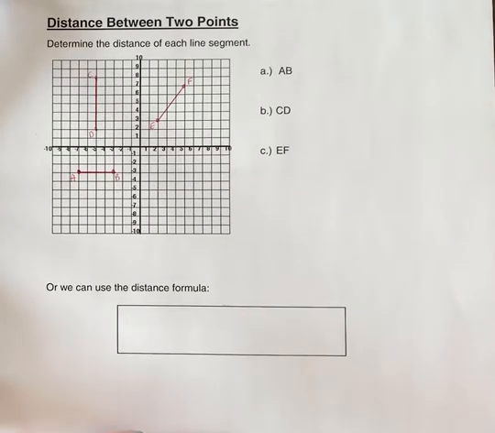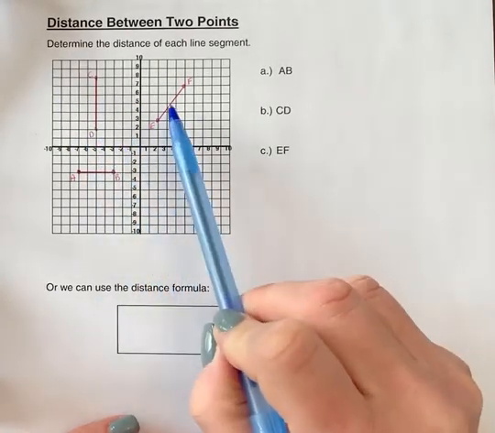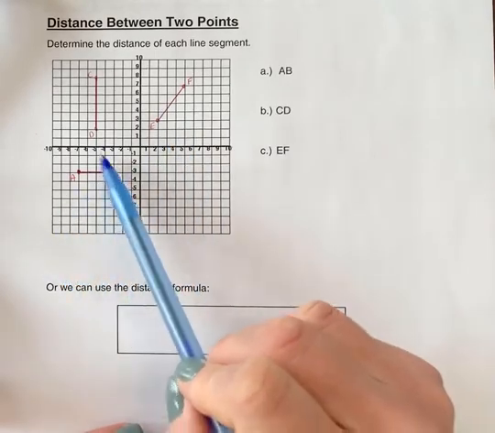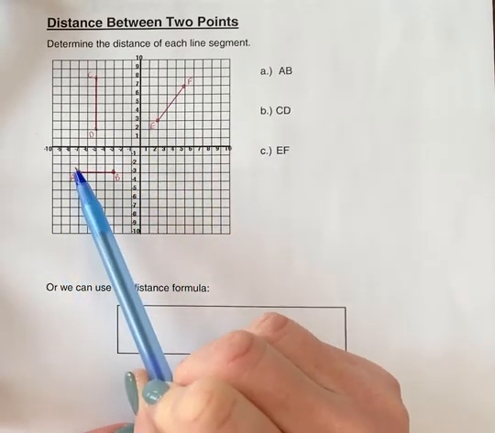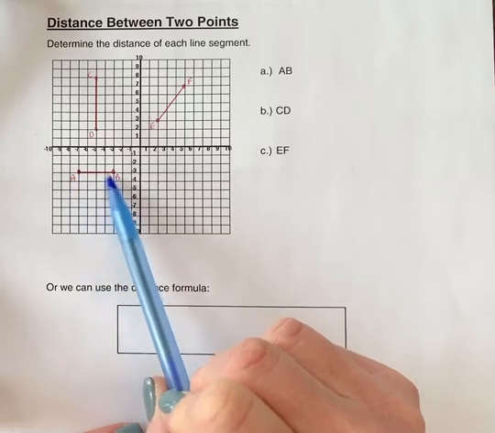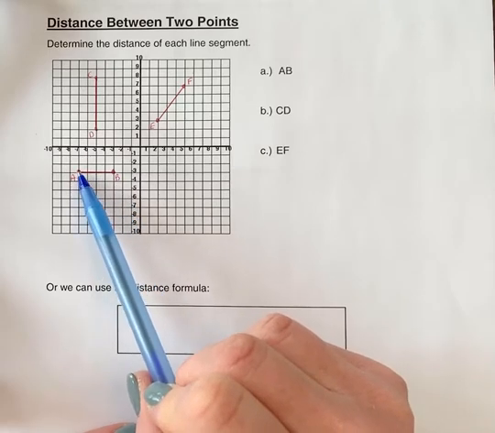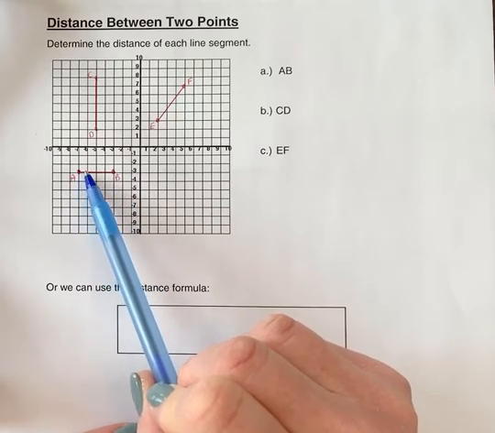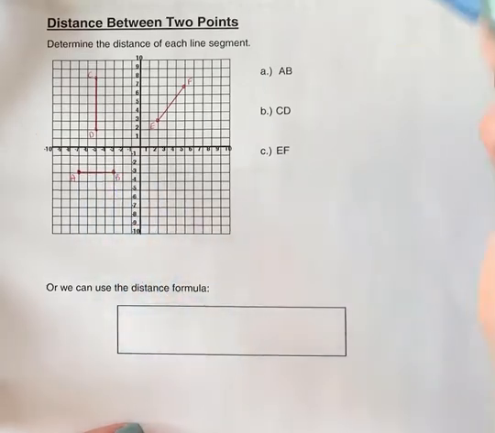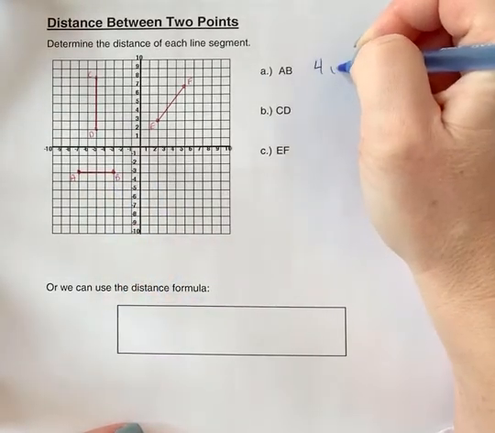Distance between 2 points. I've got 3 line segments drawn on this grid, so you will likely want to draw those on your grid as well to follow along. If we're looking at a horizontal line segment, we can count this distance. We can clearly just count 1, 2, 3, 4 units. So that's this distance.